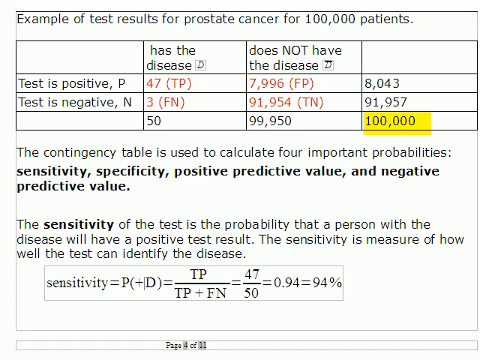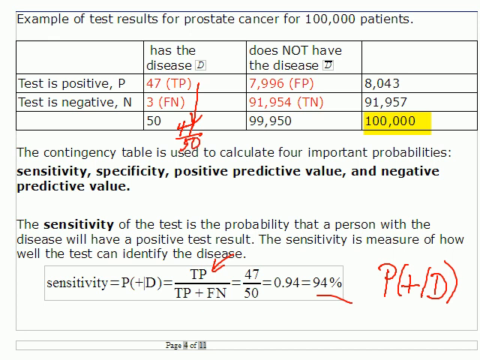So in terms of the notation that we use, it's the probability that you will get a positive result given that the person has the disease. So that would be the true positives divided by all the people who are sick: true positives plus false negatives. This test has a 94% sensitivity. In fact, you can think of calculating it right along this line. So this is your 47 over 50, adding those two together.